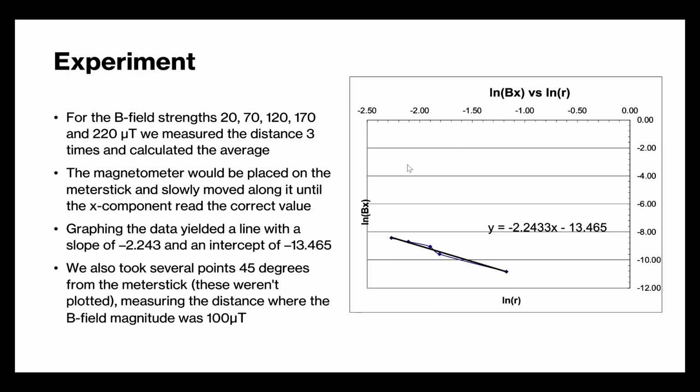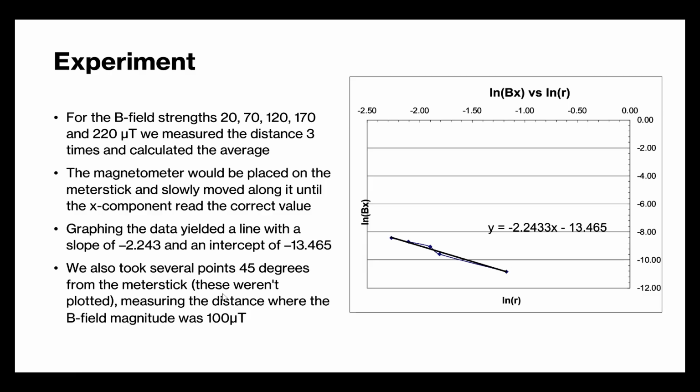For the experiment, we moved the magnetometer along the meter stick until we reached certain B field values, 20 through 220 microtesla. Then we measured those distances and plotted the points on a graph. We plotted the natural log of the B field over the natural log of the distance, resulting in this graph and this equation.